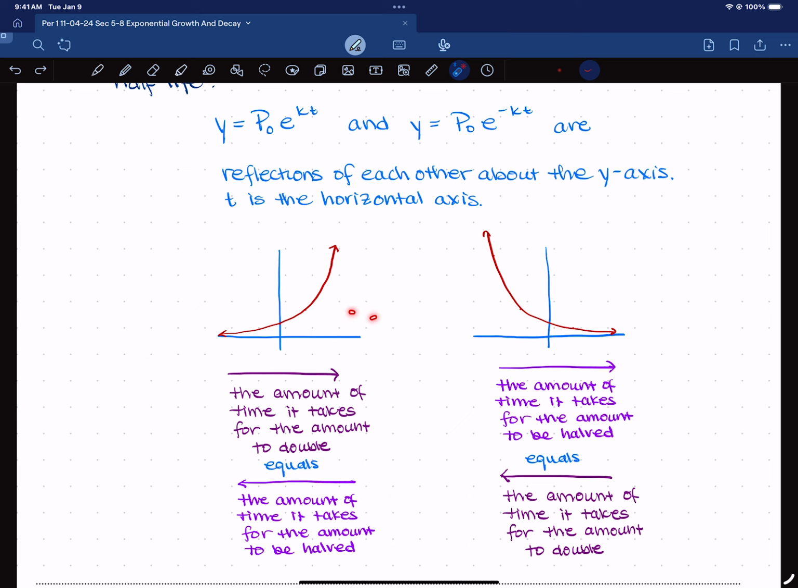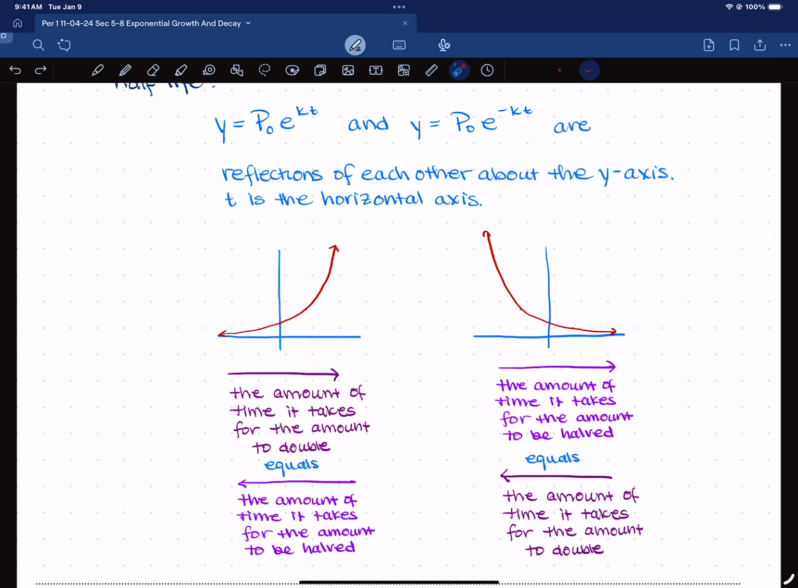Now, if we take a look at this graph, going forward, things are increasing. So the amount of time it takes something to double going forward, if we move backwards, it would be the same amount. So, for instance, let's just say that we started from here with this much, and we want to double it, and we go here. So if I go this way, that's the amount of time it took it to double. But if I go this way, that's the amount of time it took it to be cut in half. It's the same amount of time.